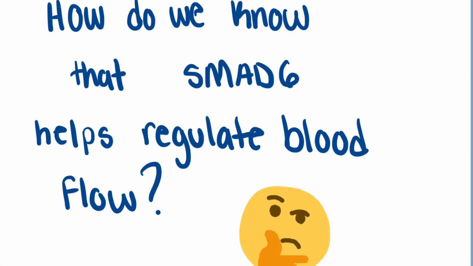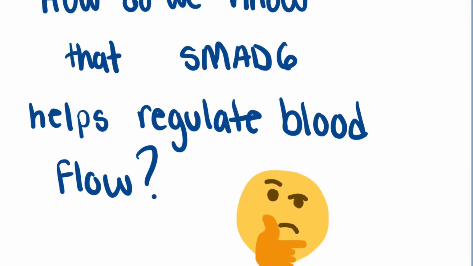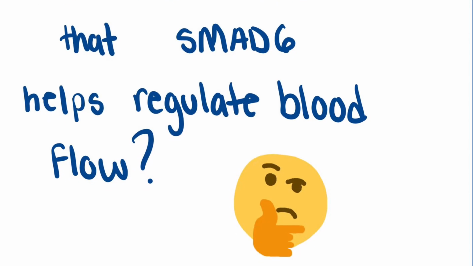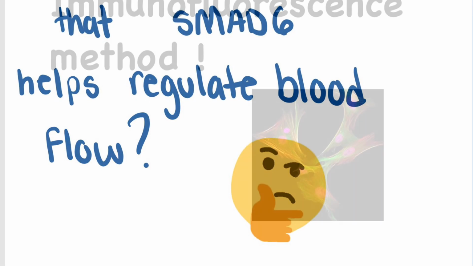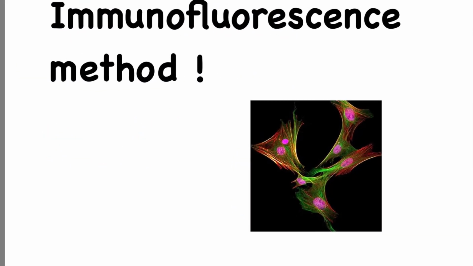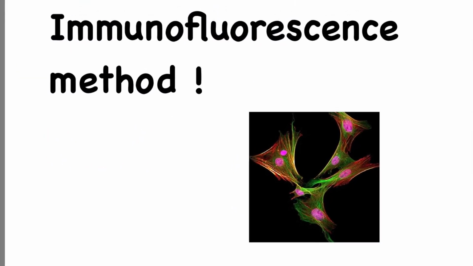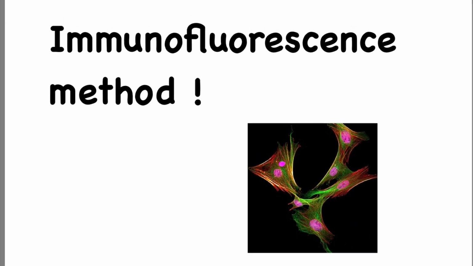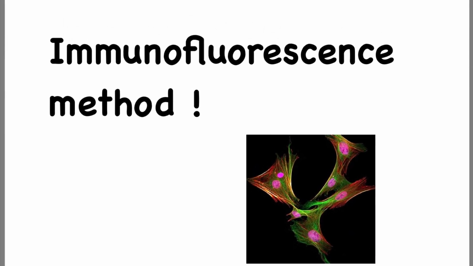But how do we know that SMAD6 helps to regulate blood flow? One method used in this experiment was immunofluorescence. As you can see in the image here, it does a great job providing the visual on parts of the cell. So, how does it work?